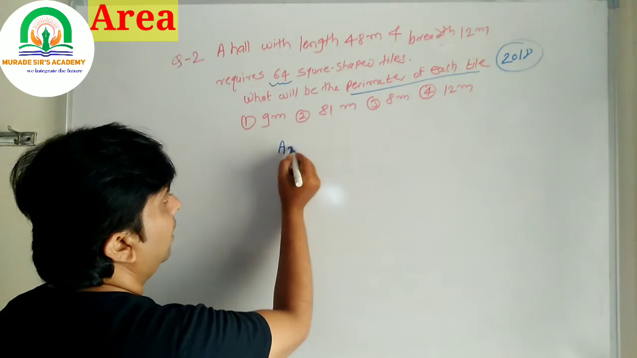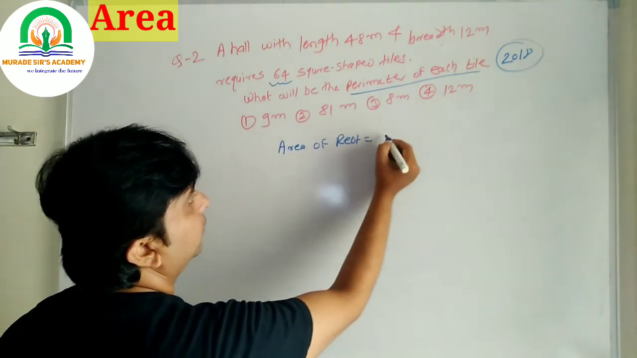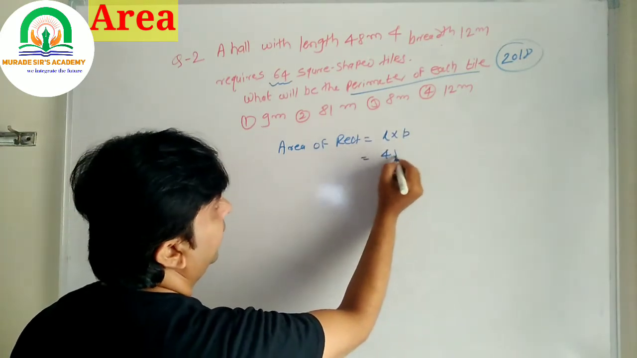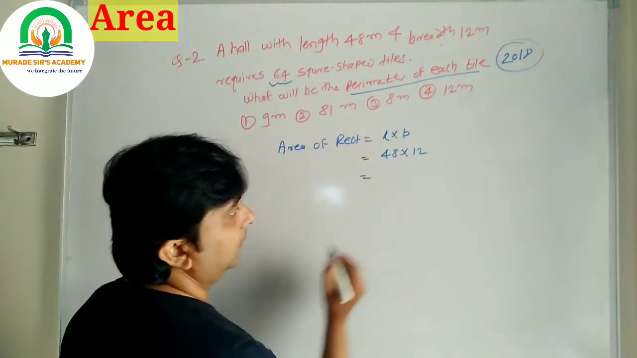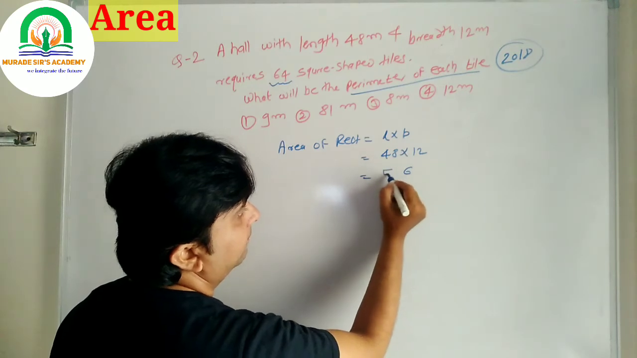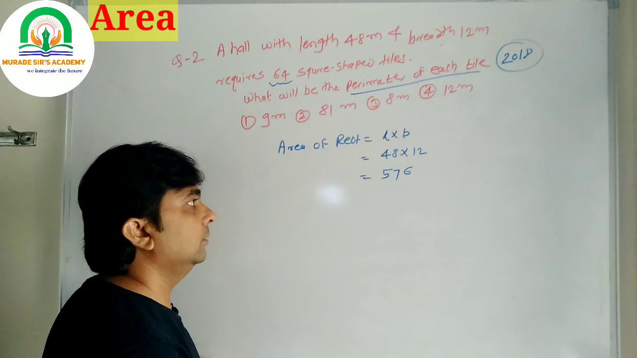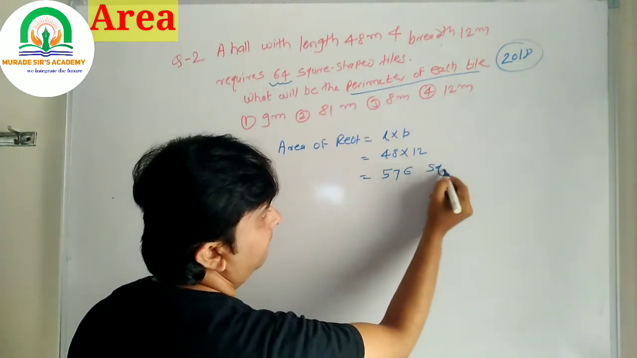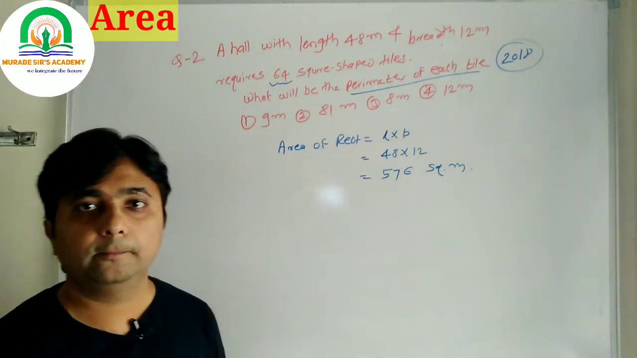Area of the rectangle is equal to length into breadth, which means 48 into 12. Multiplication: 576 square meter. This is the area of the rectangle.